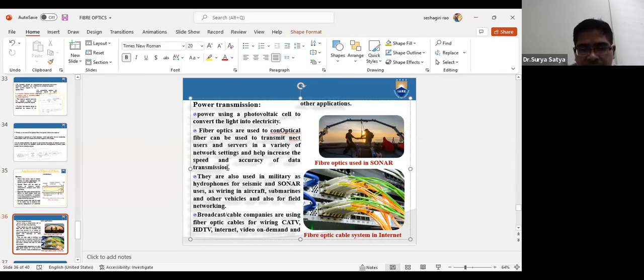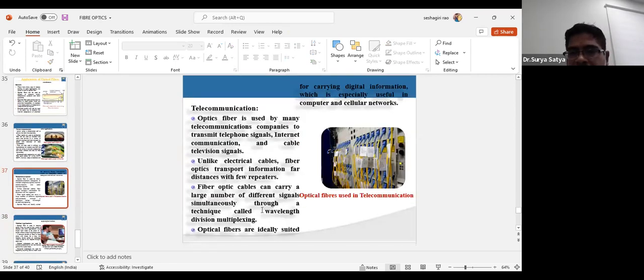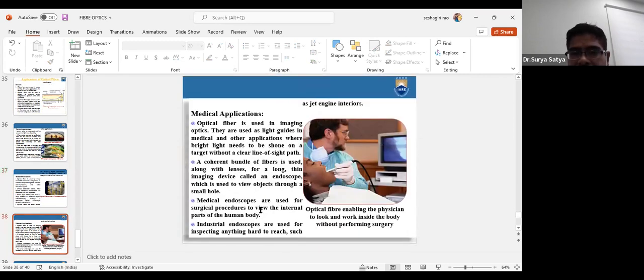They are also used in the military as hydrophones for seismic and sonar uses, as wiring in aircraft, submarines, and other vehicles, and also for field networking. Broadcast cable companies are using fiber optic cables for wiring CATV, HDTV, internet video, and so on. So these are all the applications we need to study in optical fibers. You can study these all.